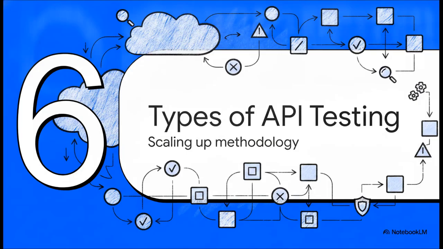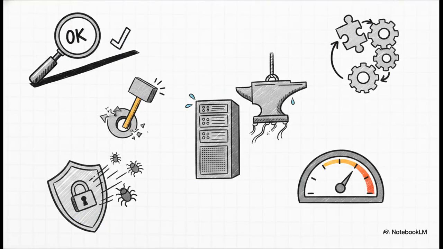All right, our final section, Section 6, Types of API Testing, Scaling Up the Methodology. Let's see how we take these individual interactions, the methods and status codes, and scale them up into a broader, much more comprehensive testing strategy. Because a truly robust API testing strategy goes way, way beyond just checking if something turns on. Testing the happy path is just functional testing. We absolutely, positively have to do negative testing, intentionally trying to break things by sending invalid data.